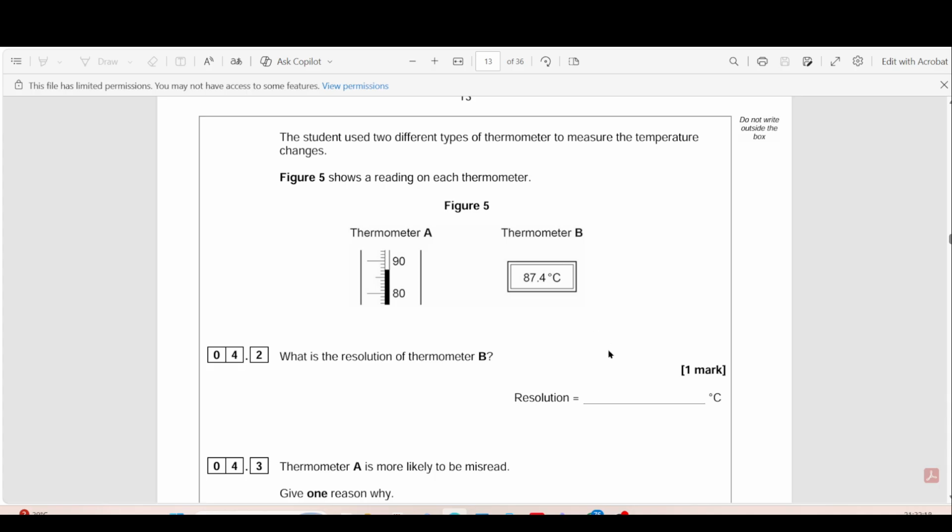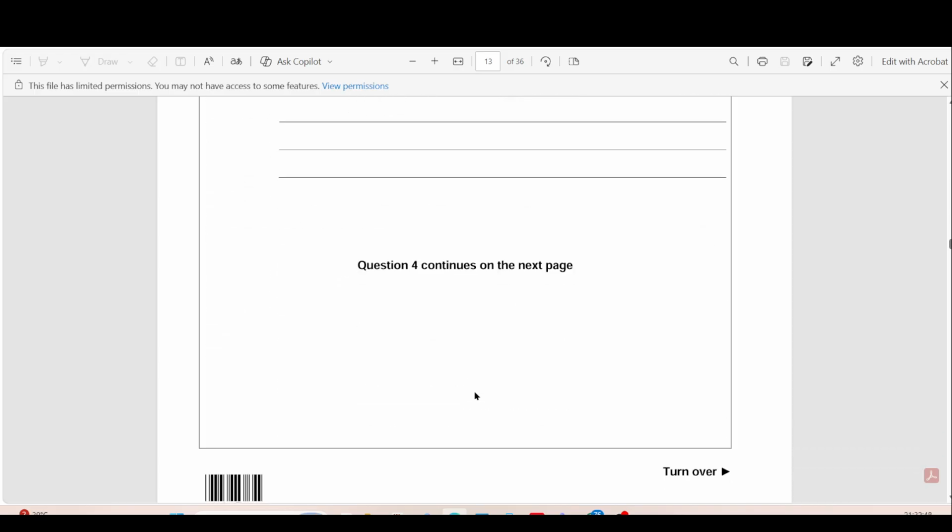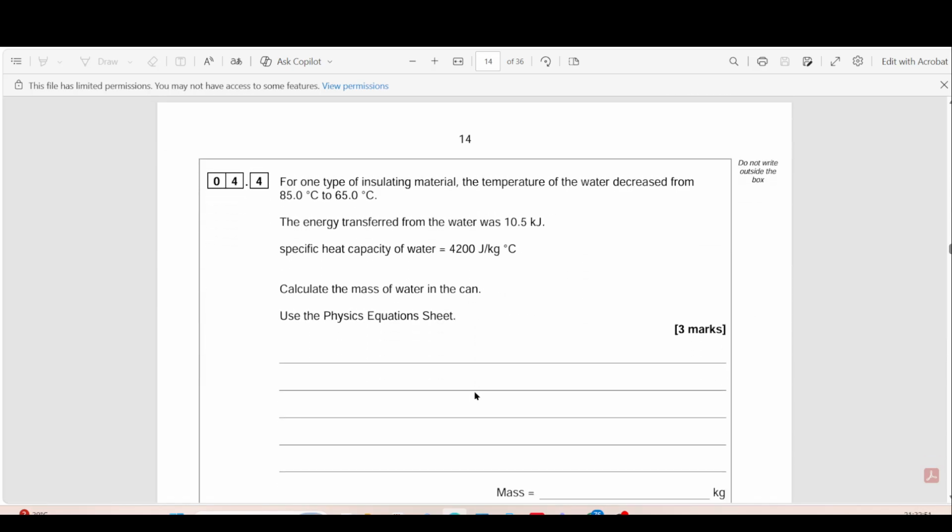Thermometer A is most likely to be misread. It's most likely to be misread because if a person doesn't read at eye level, the viewing angle affects the measurement, which is called parallax error. When the viewing angle is not parallel, like when we are seeing from above or below, when we are not looking at the same level, that is called parallax error. So viewing angle affects measurement. Next one.